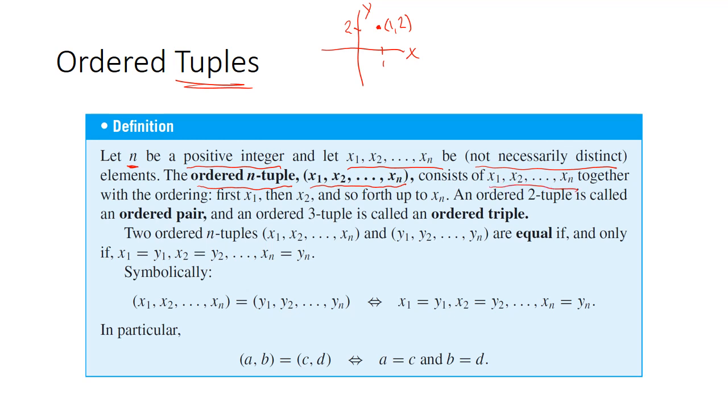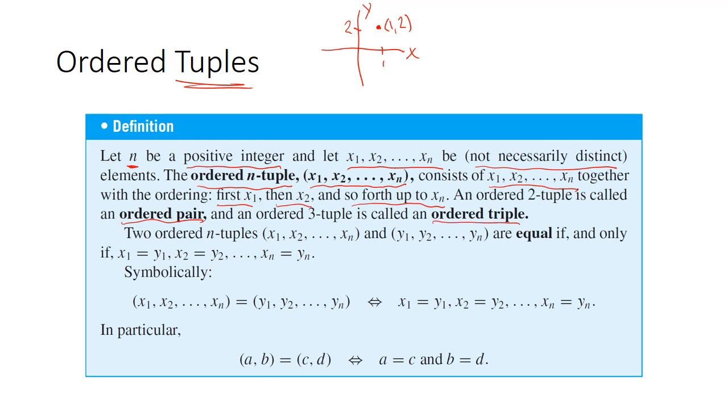So the ordering is important. x1 comes first, x2 comes second, and so on and so forth up to xn. So it's not like a set where the order doesn't matter. With an ordered tuple, the order does matter. Okay, and then you already know that if you just have two numbers, that's called an ordered pair, and if you just have three numbers, that's called an ordered triple.